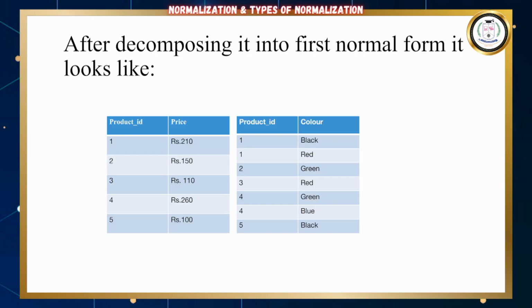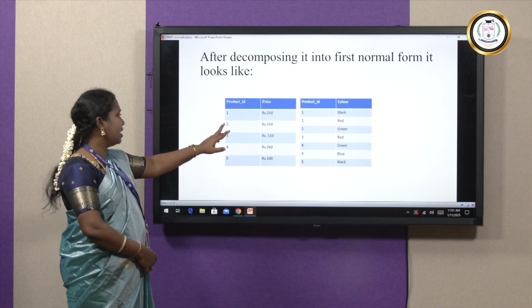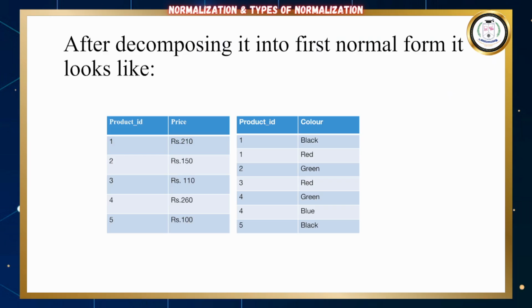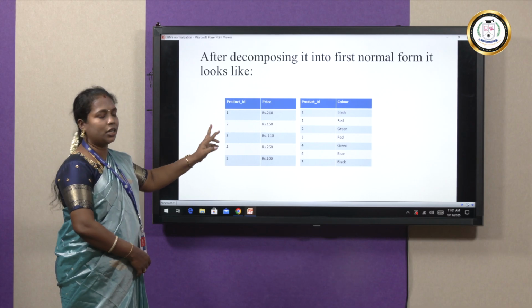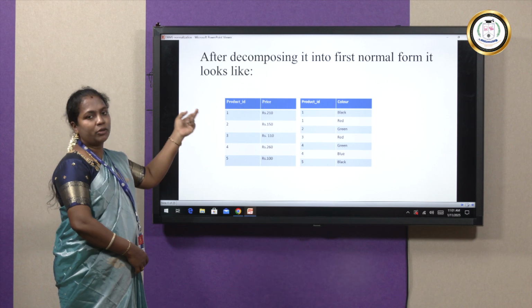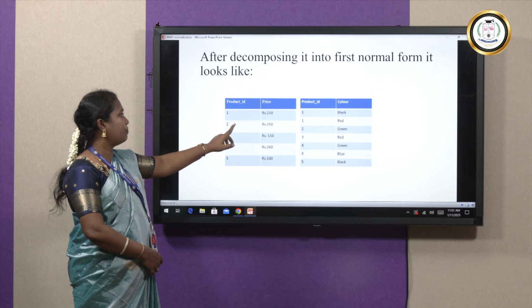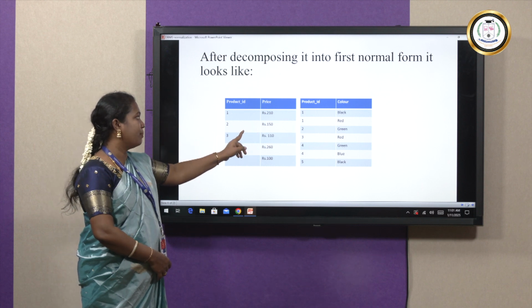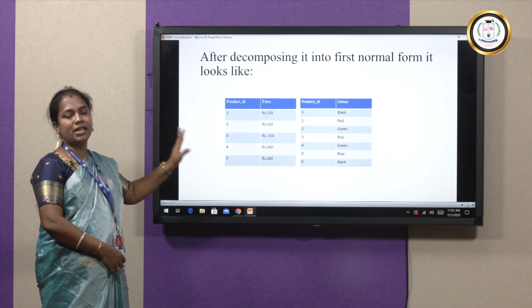See this? After decomposing it into first normal form, it looks like this. Product ID and price: I am taking product IDs 1, 2, 3, 4, 5 and prices 210, 150, 110, 260, 100. Similarly, product ID and color. See, product ID 1 is repeated because the color column had 2 values, so I split them. The first product ID has color black and the same product ID has red. So the first normalization rules are satisfied.